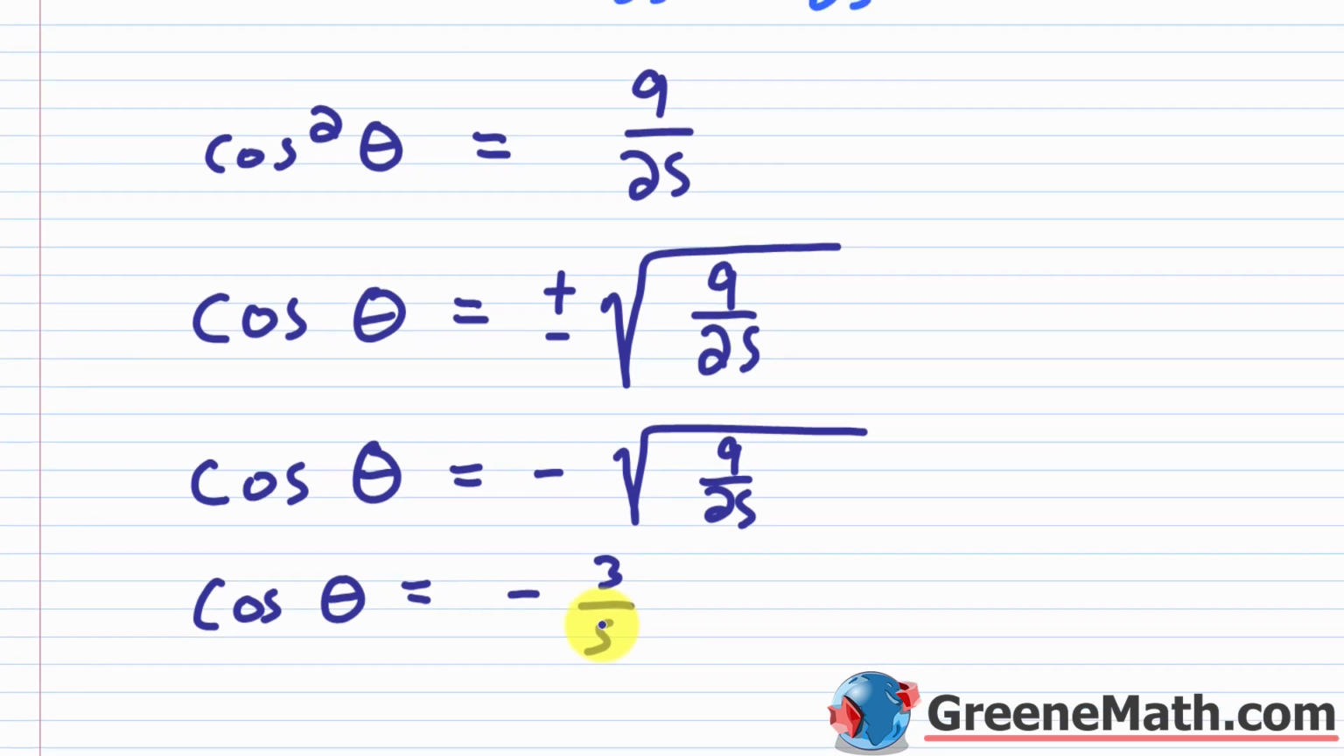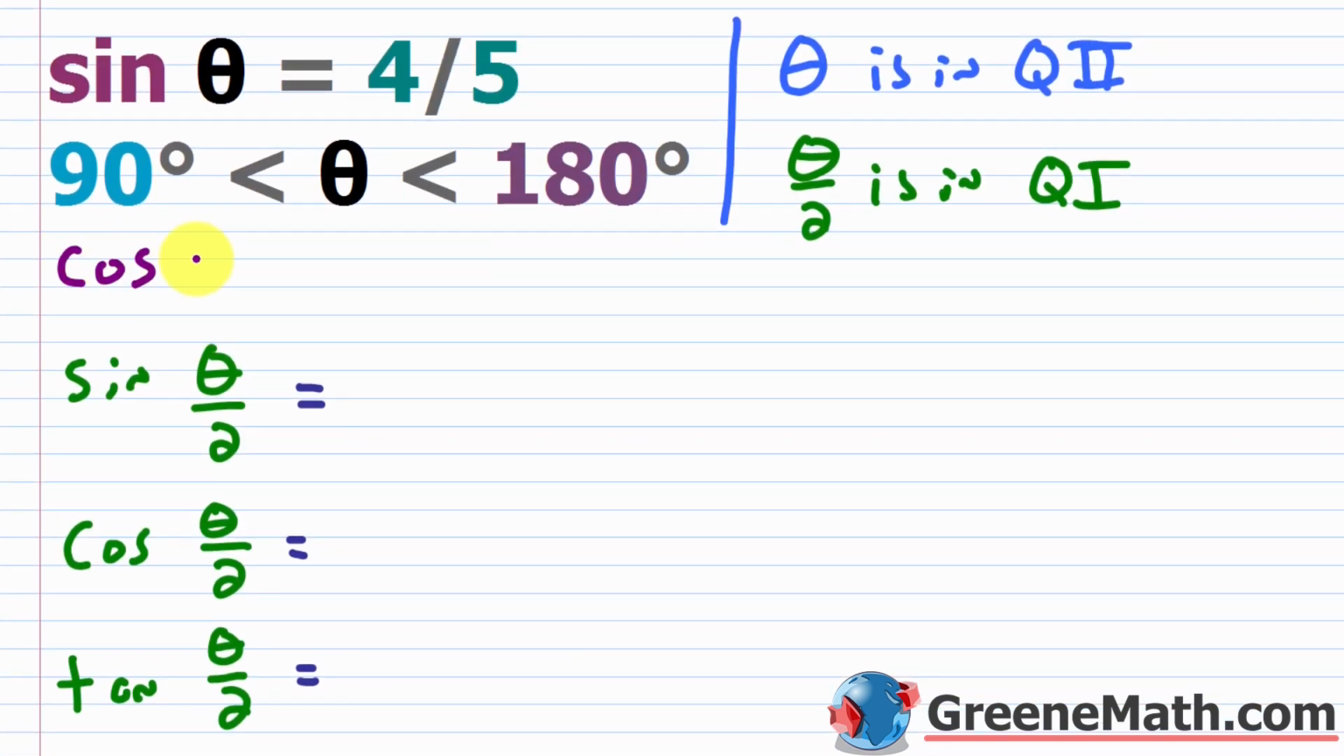So let's go back up. So let me write this in here. The cosine of theta is going to be equal to -3/5. Okay, so now we have that piece of information. And I want to find the sine of theta over 2, the cosine of theta over 2, and the tangent of theta over 2. Again, we know that theta over 2 is in quadrant 1, so all of these guys, if there's a square root involved, you want the principal square root, okay?